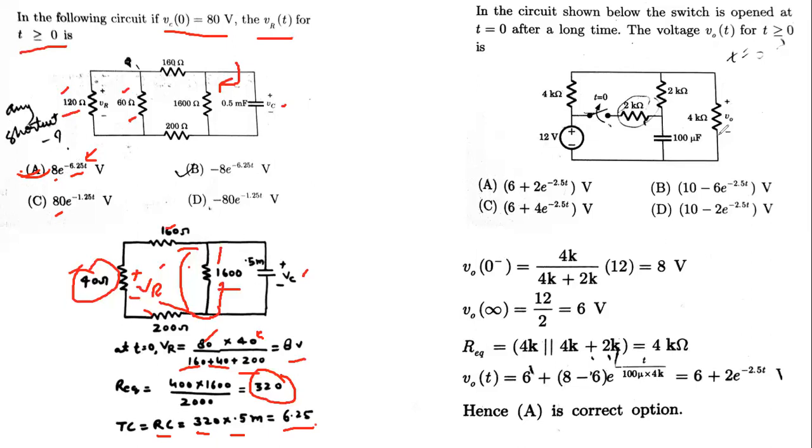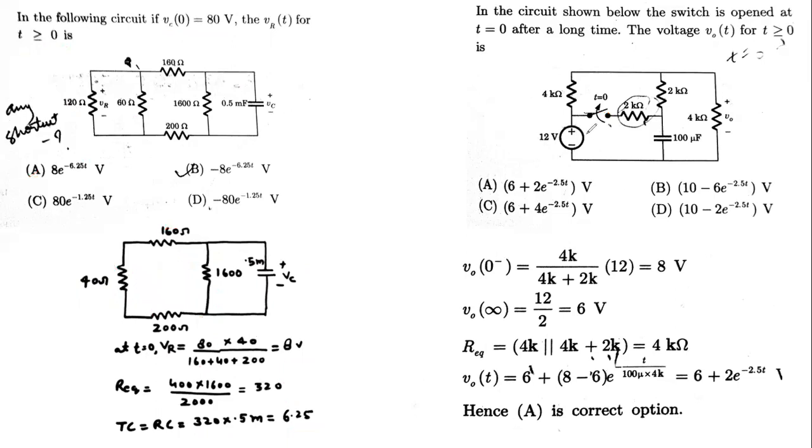So see what the question is saying. In the circuit shown below, the switch is open at t equal to 0. This switch is given. I'm just clearing the drawing first. This switch is open at t equal to 0, after a long time. Before that, for a long time, this switch is closed. We have to find the value of the voltage v0(t) for t greater than 0.